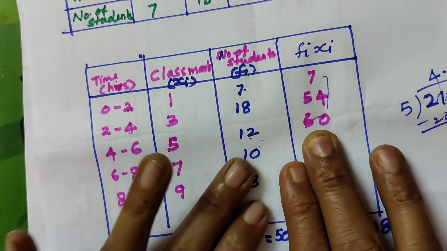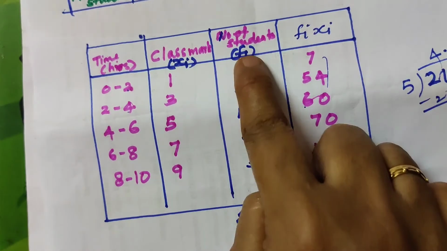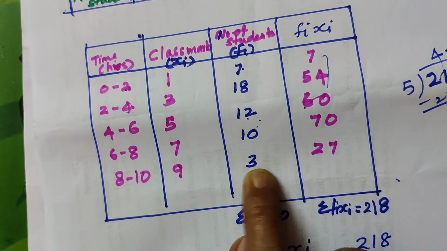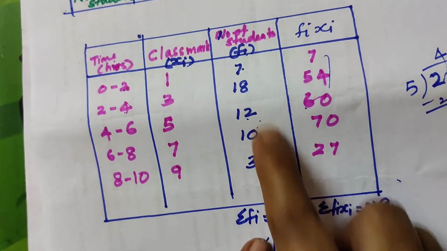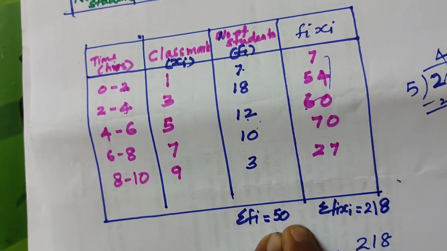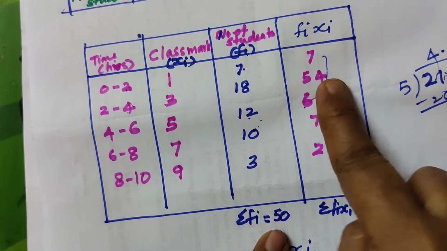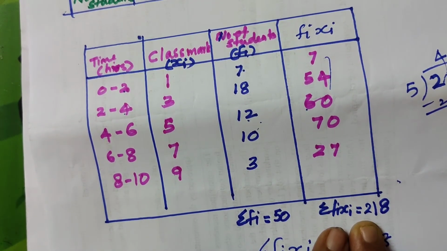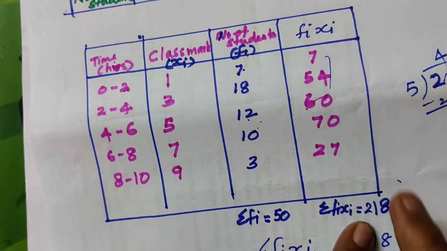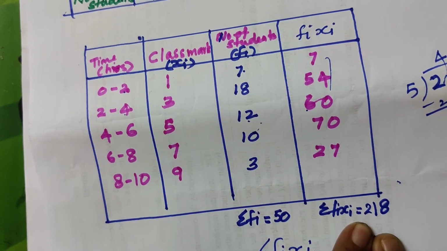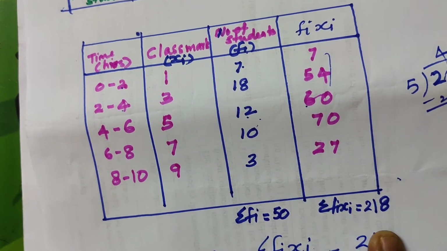After completing this, we should find out sigma fi. Sigma fi means the sum of all these numbers, that is, how many students we took the data from. That means all 50 students. From these 50 students we made this frequency table. Then the next one is sigma fi xi. This we should add. After adding we got 218.